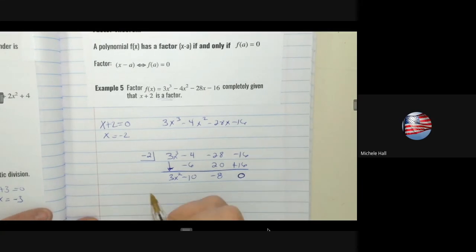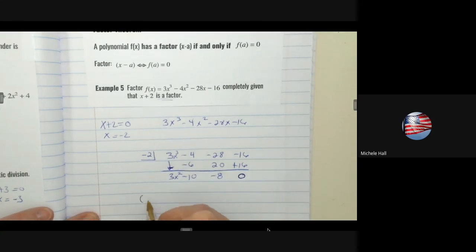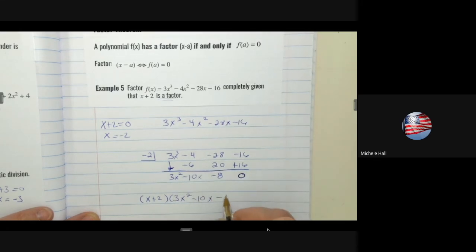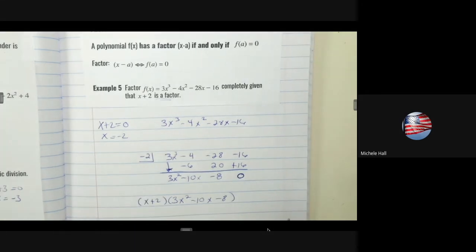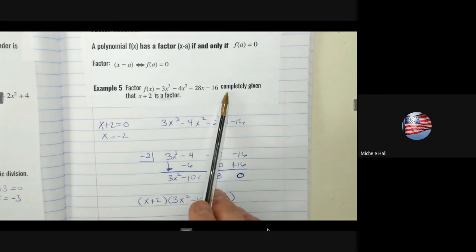We have one of the factors was x plus 2. And now I'm going to rewrite this. This is x squared, x, and the constant. So we have 3x squared minus 10x minus 8. It says to factor completely.